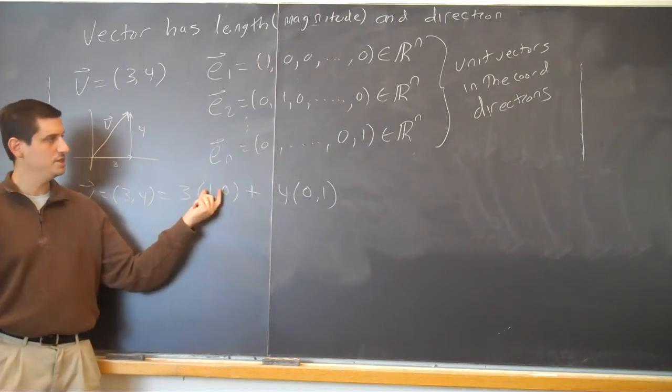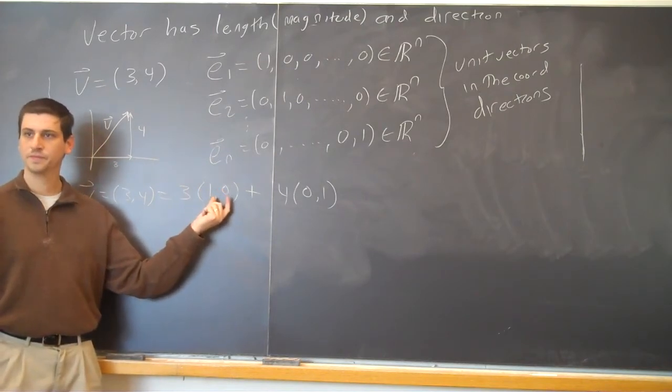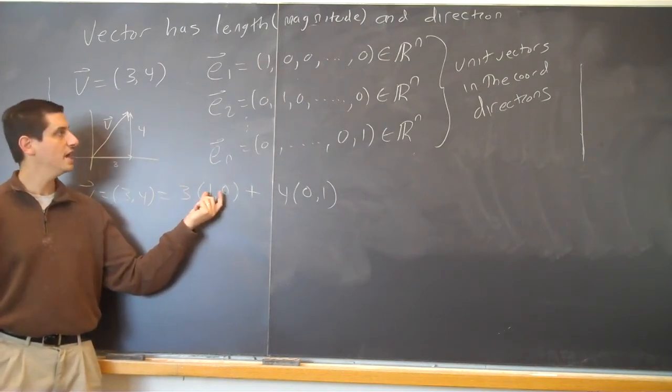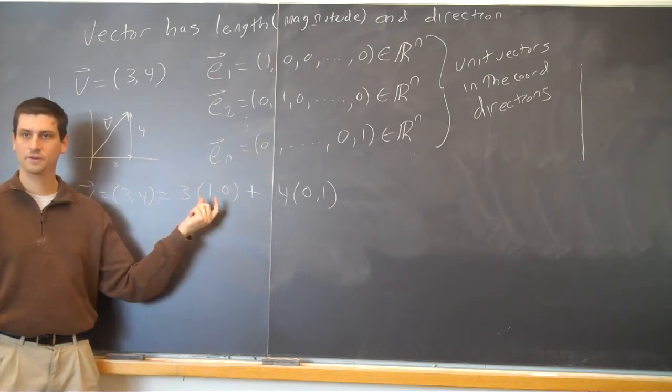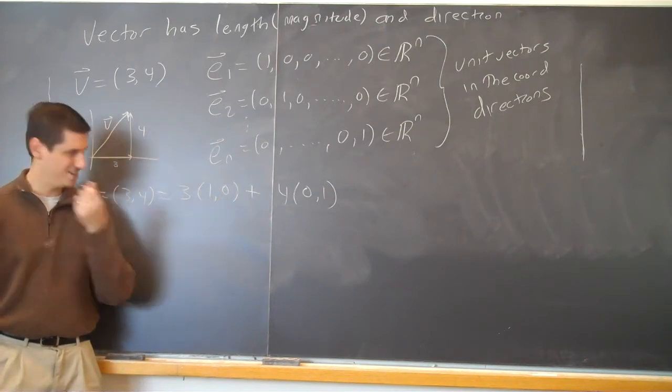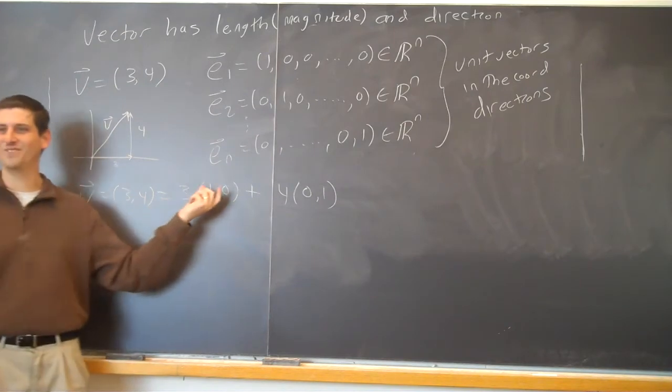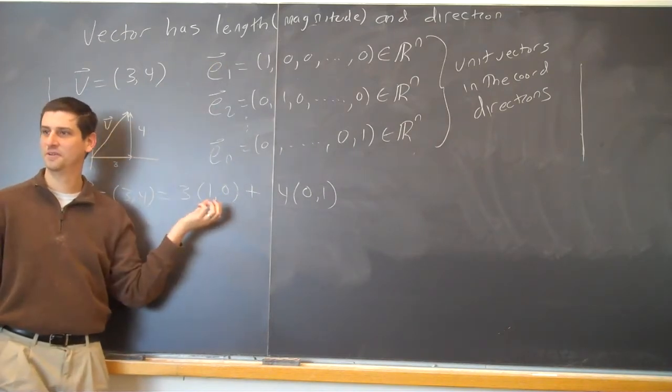Well, what's the vector 1, 0? I could write this as... Okay, so you read ahead, good. How else could I write 1, 0 in terms of what's on the board?